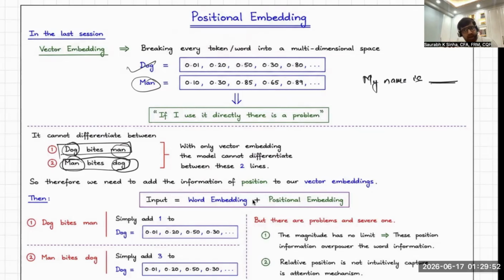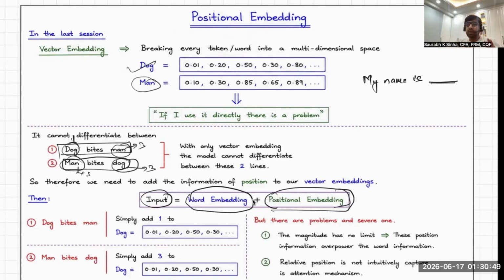So again, I'm asking the question, is it sufficient to send the vector embedding of a token? The answer is no. Therefore, we need to add some information about the position of each word or token in a sentence. The final information that we have to provide is definitely the vector embedding, plus the positional information of each token or word, right? If dog is at first position and man is at third position, or if man is at first position and dog is at third position, I have to embed that information into the final input, the final vector or final weights that I'll throw to the large language model.